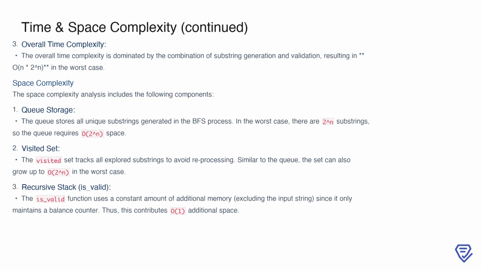Turning to space complexity, we start with the queue used in the BFS process. The queue stores all unique substrings generated during traversal, and in the worst case, there are 2 to the power of n substrings to store. This means the queue requires 2 to the power of n space. Additionally, the visited set, which is used to track substrings already processed, can also grow up to 2 to the power of n in size. Finally, the is_valid function, which is called during validation, uses a constant amount of additional memory for maintaining a balance counter, contributing only 1 to the overall space complexity.